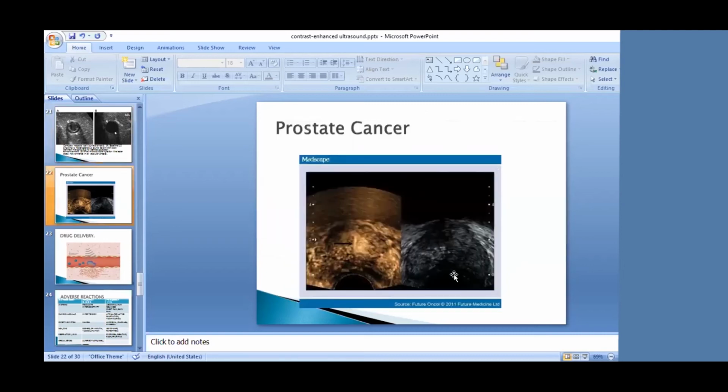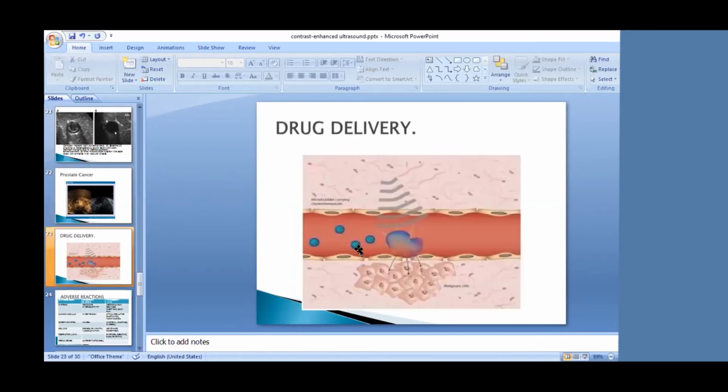Prostate cancer. Here, by remote ultrasound image, you can't identify a lesion, while here there is a hyper-enhanced lesion. Hyper-enhanced means more perfusion, more blood vessels. Drug delivery, okay.